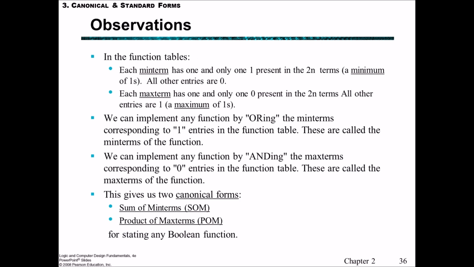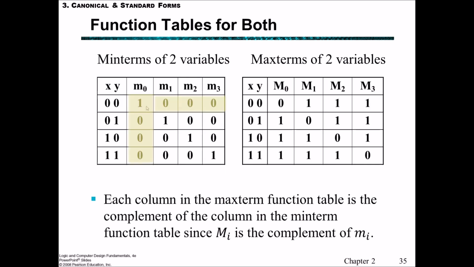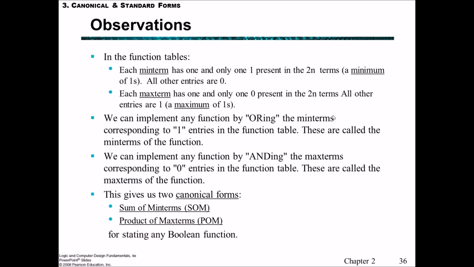So something else you might notice from the table is that in terms of the minterm table, there is only one 1 present in the 2 to the n terms. That is, for any row, there is only one 1. Whereas for the maxterms, for any row, there is only one 0, and the others are 1. So we can implement any function by ORing the minterms corresponding to the 1 entries in the table. These are called the minterms of the function. And we can implement any function by ANDing the maxterms corresponding to the 0 entries in the function table. And these are called the maxterms of the function.